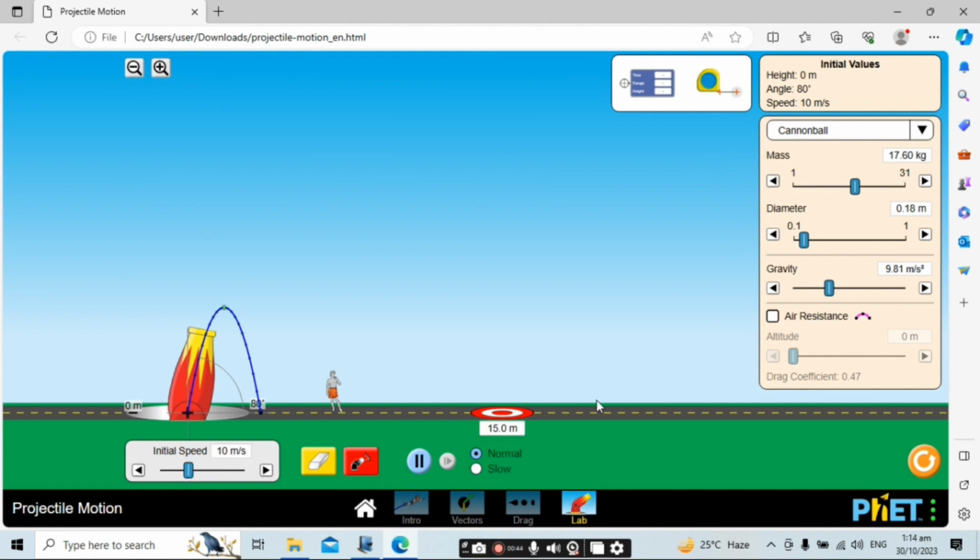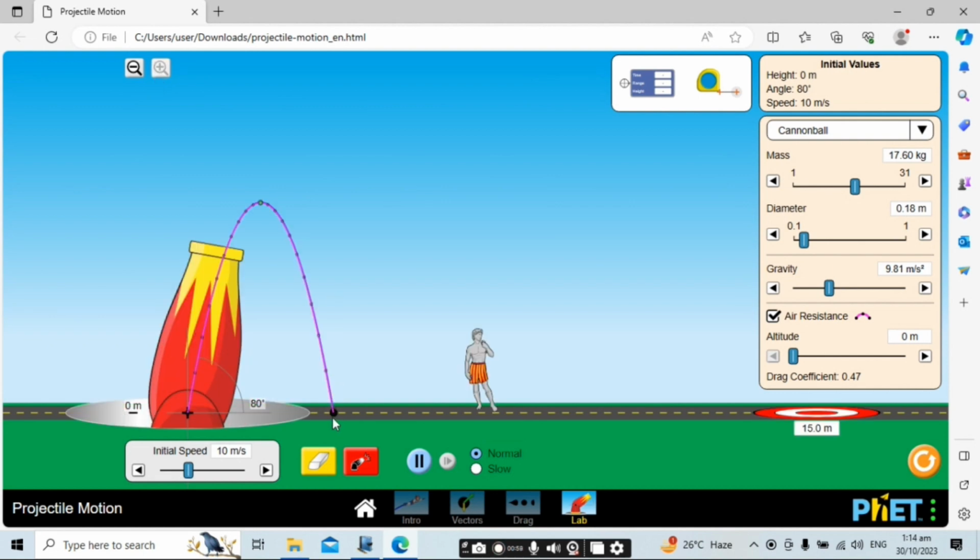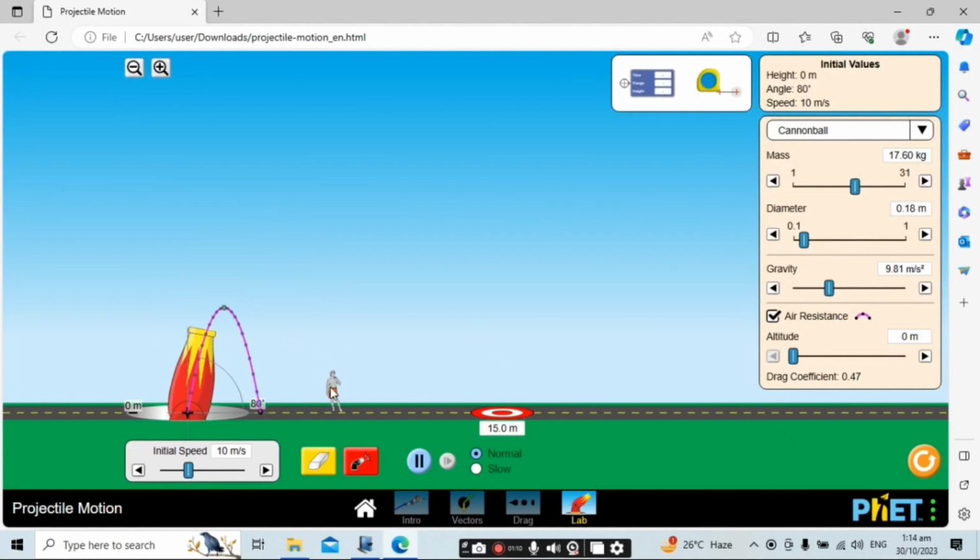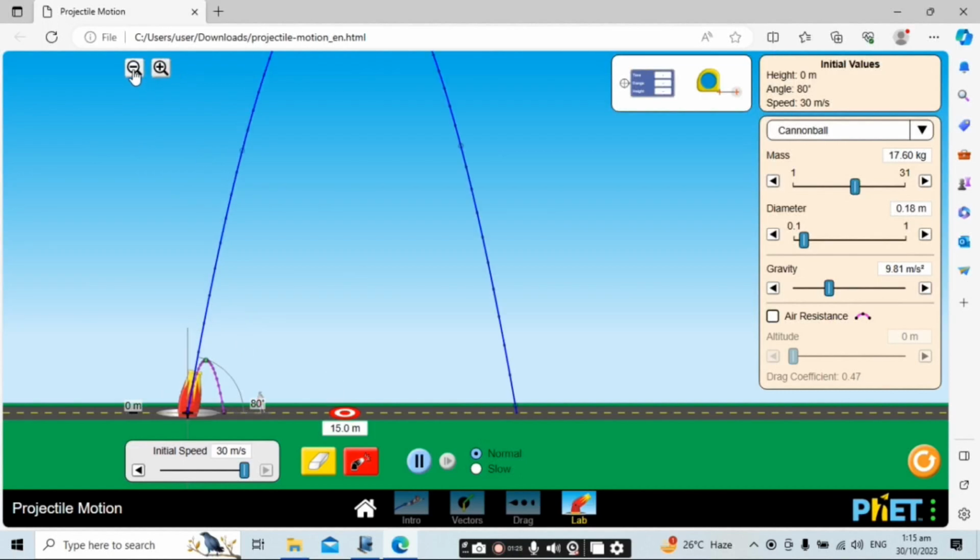Now let's try ganun din 10 meter per second pero with air resistance. Okay, so nakita ninyo hindi masyadong evident yung pagkakaiba pero may slight difference siya. Syempre pag may air resistance mas malapit ng konti. Pero almost exactly, maliit lang yung discrepancy nila in this case. Okay, now let's try naman kapag malaki yung value ng initial speed. So, without air resistance muna tayo. Without air resistance, okay, saan siya bumagsak? Yun, doon.